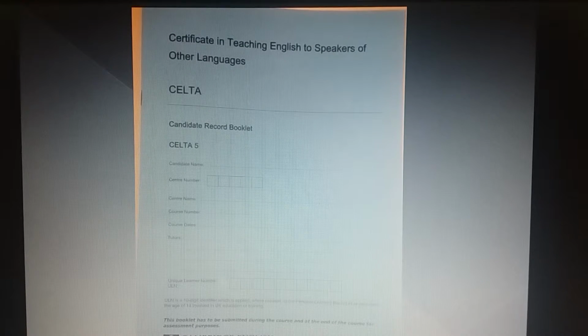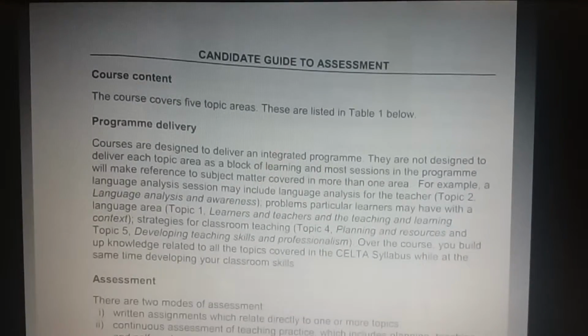Here is the portfolio that the trainees are expected to complete throughout the course, and it's called CELTA 5. The 5 refers to the framework, the stage of the diploma. If it is Delta, it is 7. For CELTA, it's 5. And in the article, it says that the course content covers 6 areas, but it's updated, it covers 5 areas.